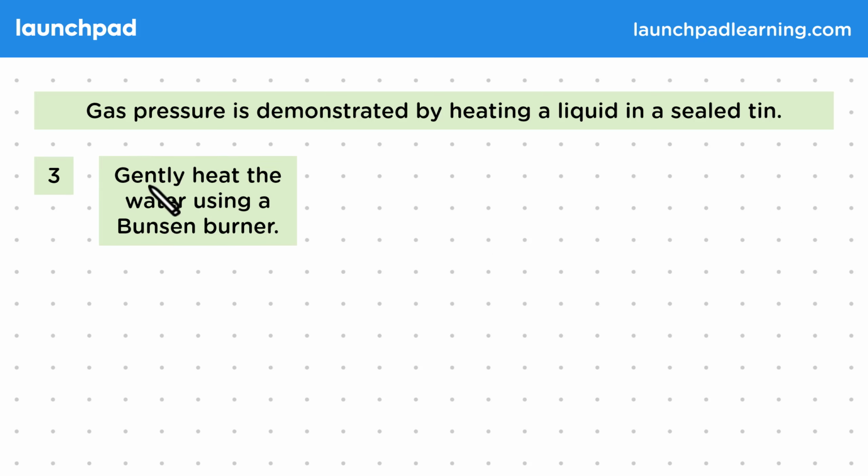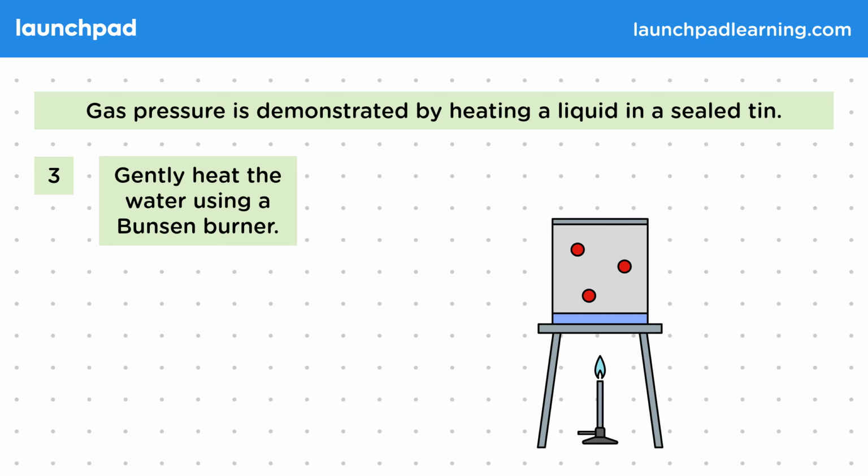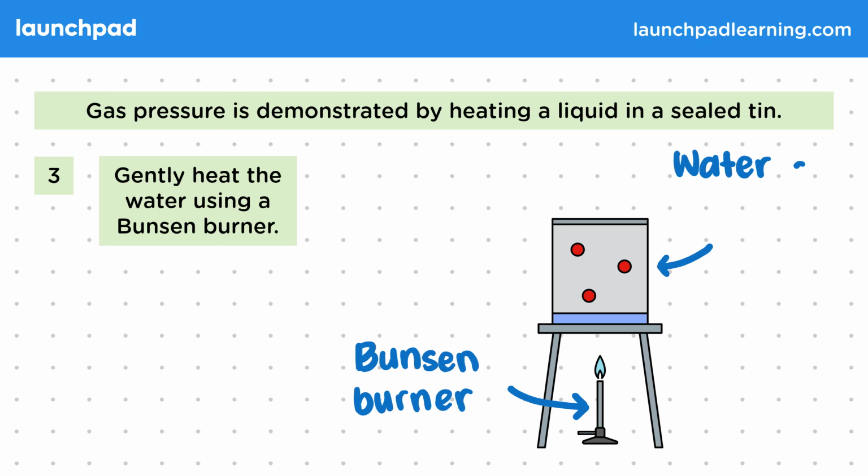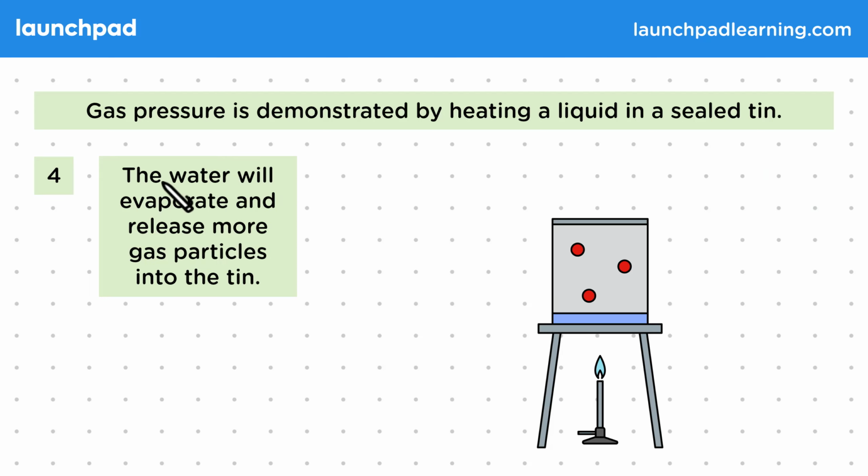For step 3, we gently heat the water using a Bunsen burner. So the thermal energy is transferred from the Bunsen burner to the water and the air inside the container, which are therefore heated. The water will evaporate and release more gas particles into the tin.